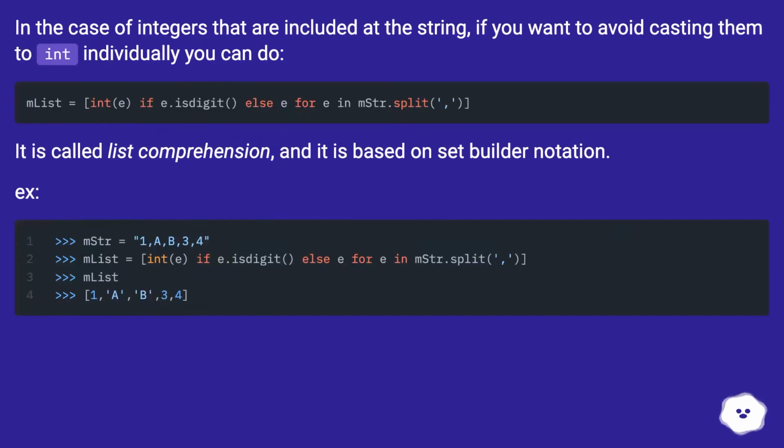In the case of integers that are included in the string, if you want to avoid casting them to int individually, you can do this. It is called list comprehension, and it is based on set builder notation. X.